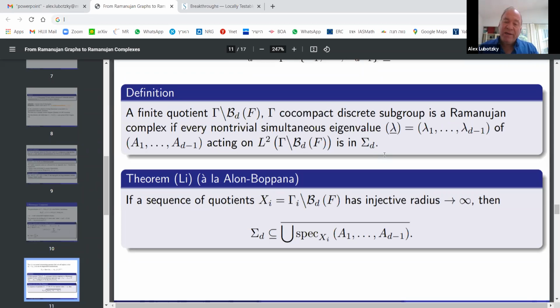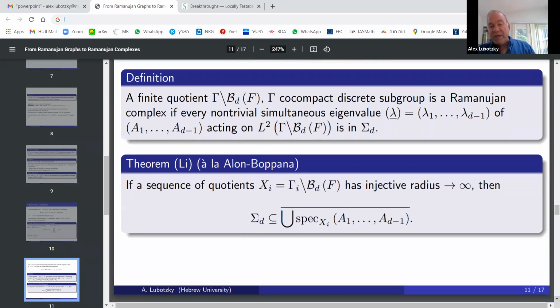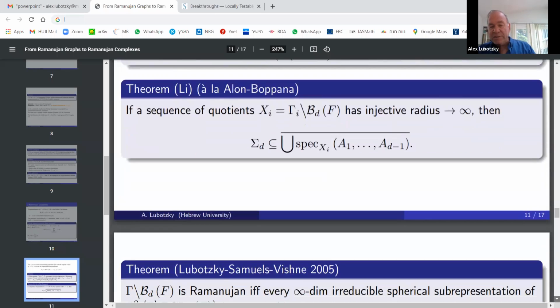Now we have D trivial eigenvalues, and they are easily understood. So that's not the interesting part. One can prove even a Alon-Boppana type theorem. This was proved by Lee, that you cannot do better. If you want to bound the eigenvalue in a region as small as possible, then the eigenvalues of an infinite family of such complexes, there are only countably many, but the closure of them will contain sigma D. So the best you can opt for is that they will be bounded inside this sigma D.